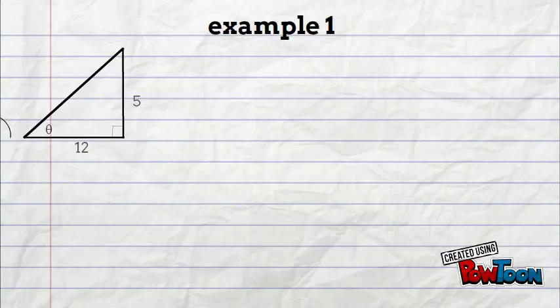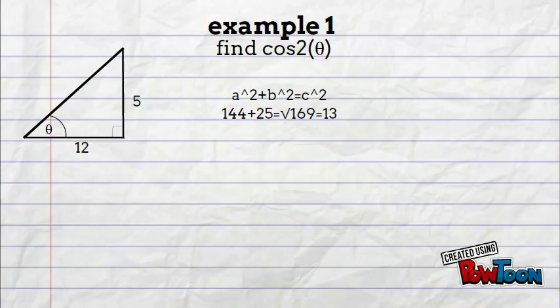In this example, we're given a right triangle with the values of two sides and asked to find cosine of 2 theta. First, we must find the hypotenuse using the Pythagorean theorem, a squared plus b squared equals c squared. Here, 12 squared is 144, 5 squared is 25, you add them to equal 169, square root it, and 13 is our hypotenuse.